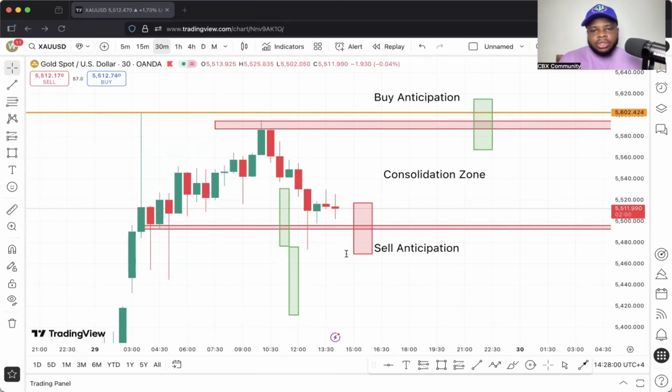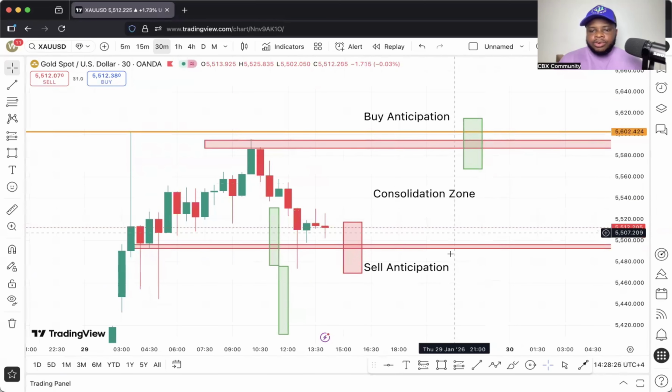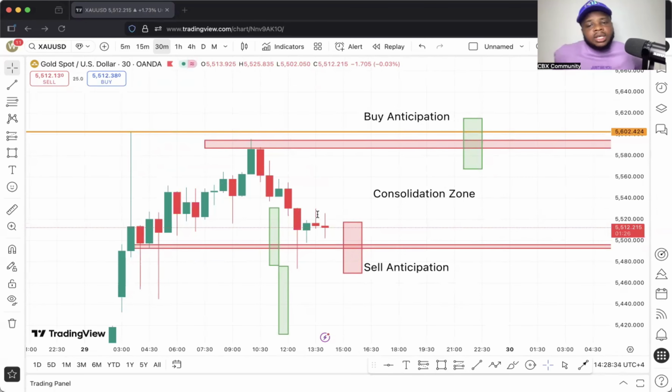So someone asked a question: if a candle closes above the resistance level, do I enter a position immediately after that candle closes, anticipating that the candle trend will continue? So let me explain to you.